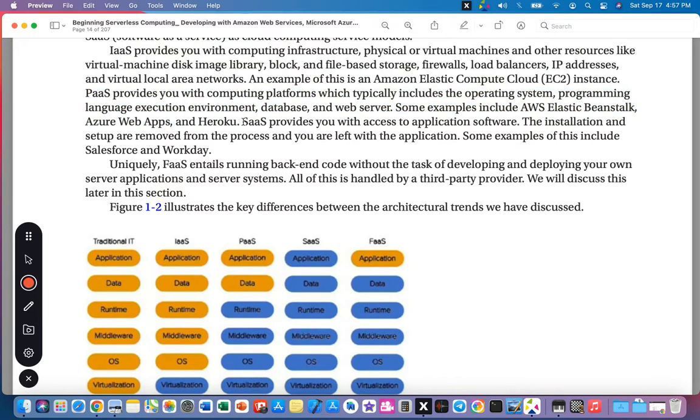And here is the third one, software as a service, which provides you with access to application software. The installation and setup are removed from the process and you are left with the application. Some examples of this include Salesforce and Workday. They are software as a service.